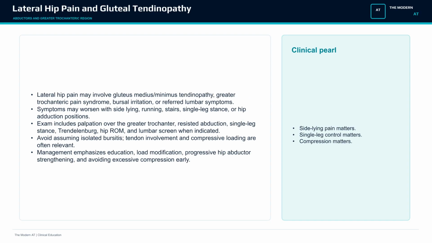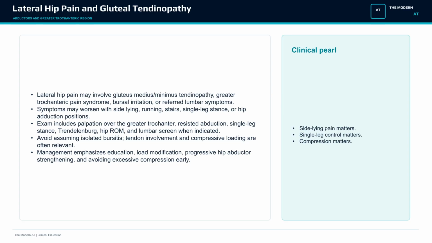Lateral hip pain may involve gluteus medius or minimus tendinopathy, greater trochanteric pain syndrome, bursal irritation, or lumbar referral. Symptoms often worsen with side-lying, running, stairs, single-leg stance, or positions that compress the lateral hip, such as hip adduction.